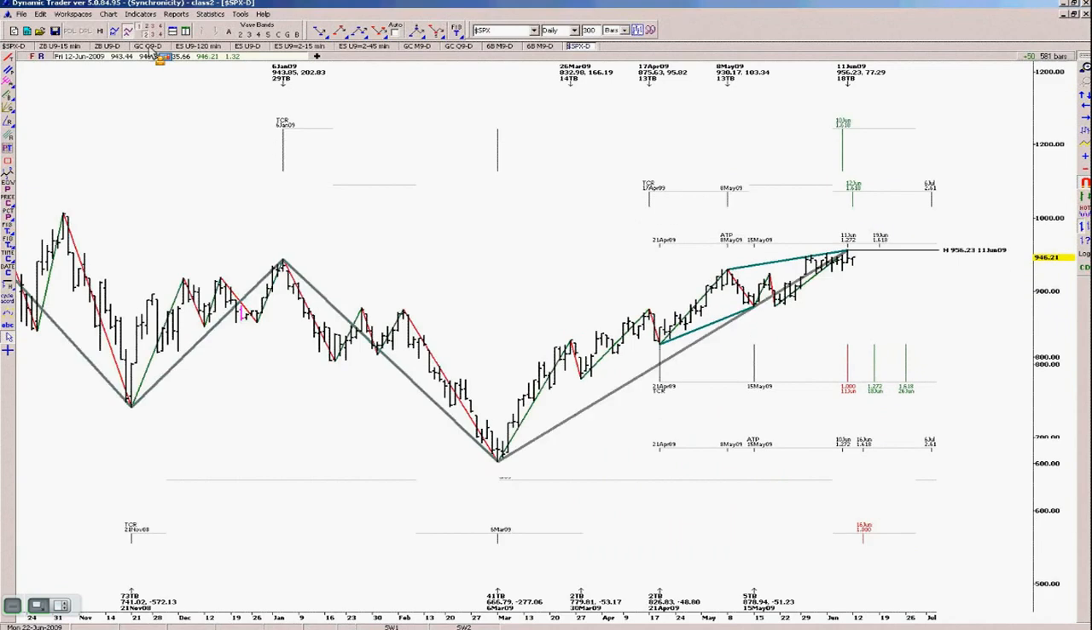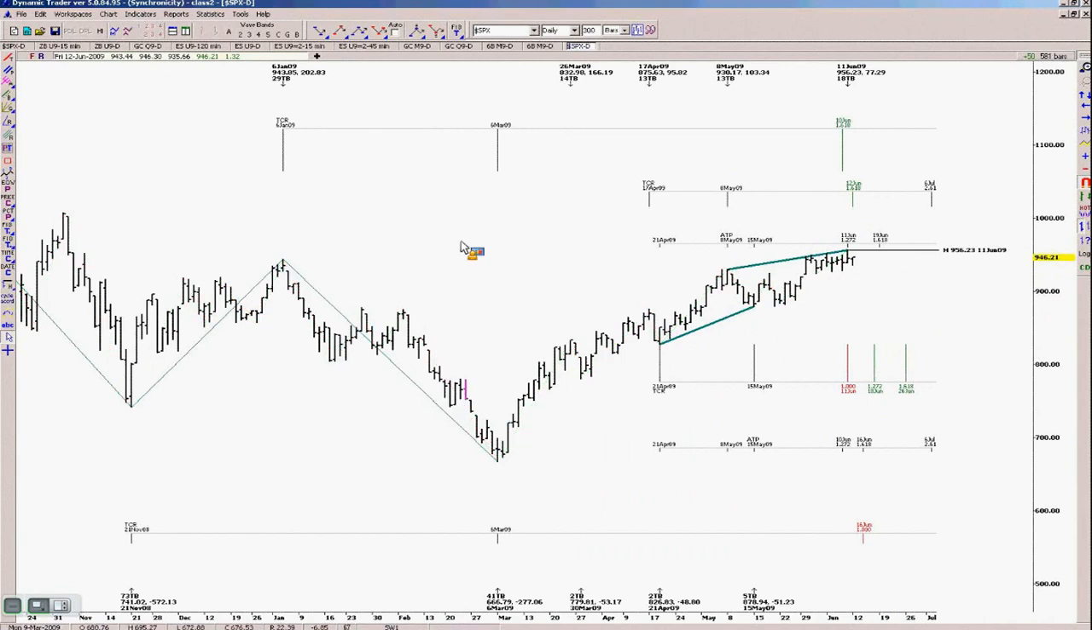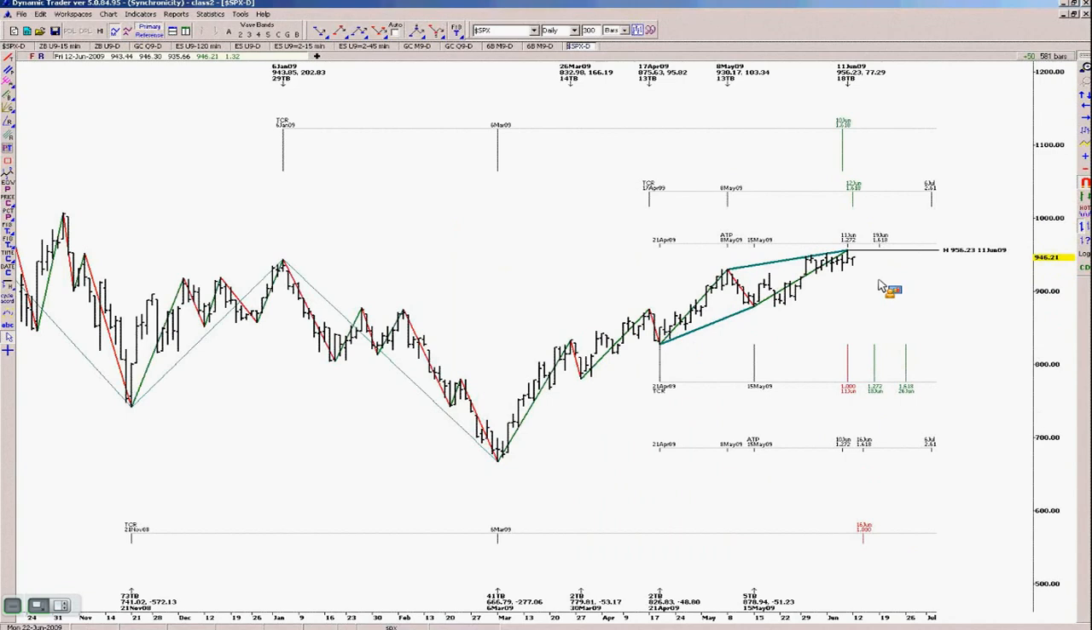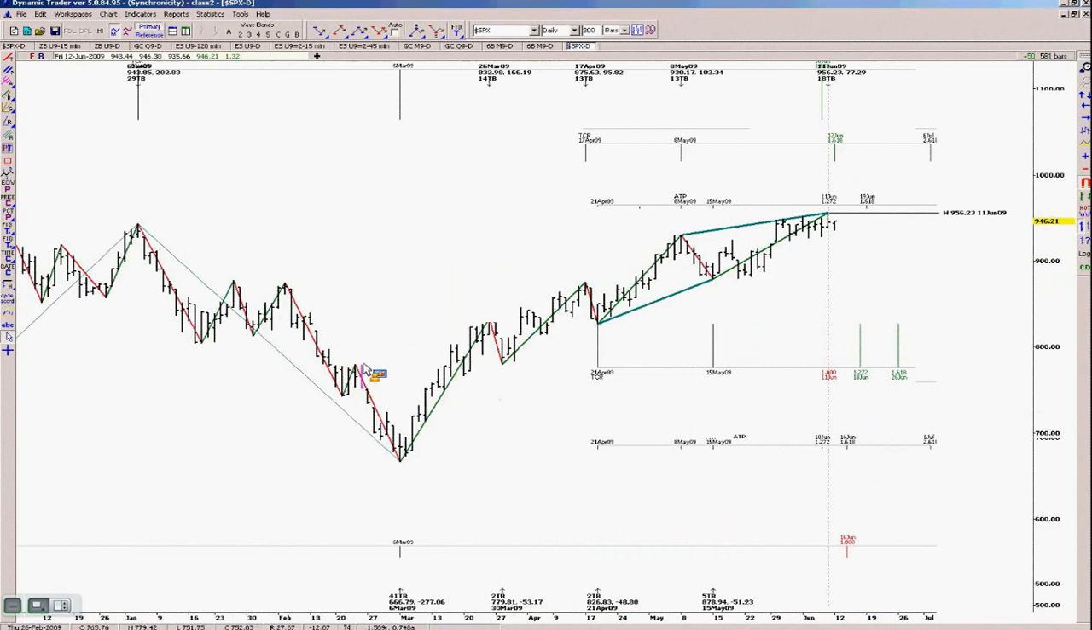And then let's also run the histogram. And I think I'm going to need to, okay, I'm going to load the primary swing file. Where's the S&P cash? Okay. Now, what you actually have to do when you run a histogram is you have to tell the program which highs and lows you want it to use for the timing projections.